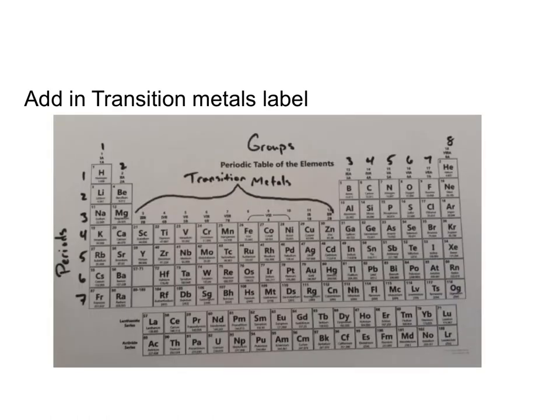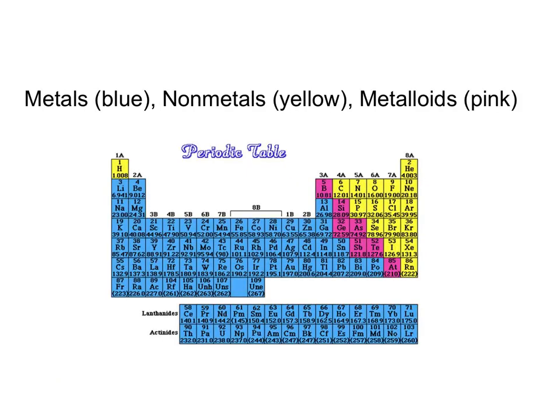So go ahead and add in the transition metals label into your periodic table, showing this middle block of elements. And your periodic table, the lanthanide series and the actinide series are already pulled out and labeled for you, so you don't have to worry about those. So the next part is knowing where our metals, our nonmetals, and our metalloids are.